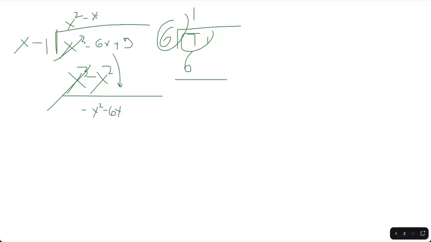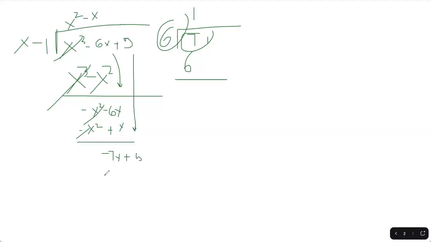And if you do this enough times, it'll just become second nature. You don't really have to think about it. So you do negative x times x is negative x squared, as expected. We do negative x times negative 1 is plus x. And you subtract, these cancel out. Negative 6x minus x gives us negative 7x. And then you bring down the 5.